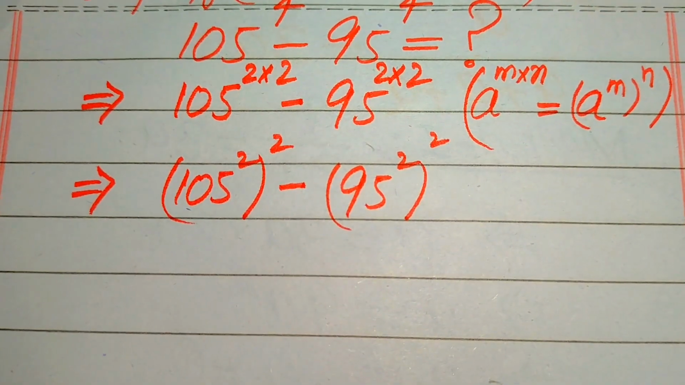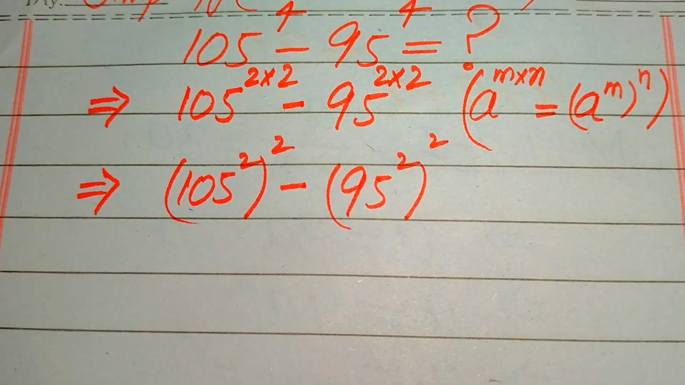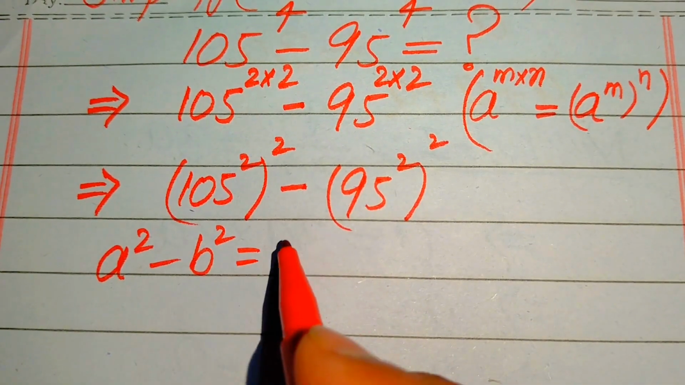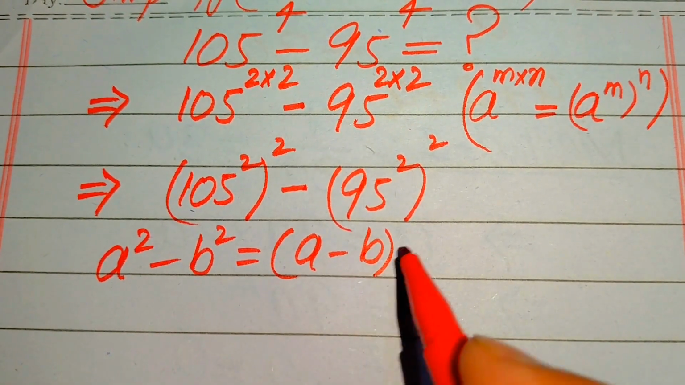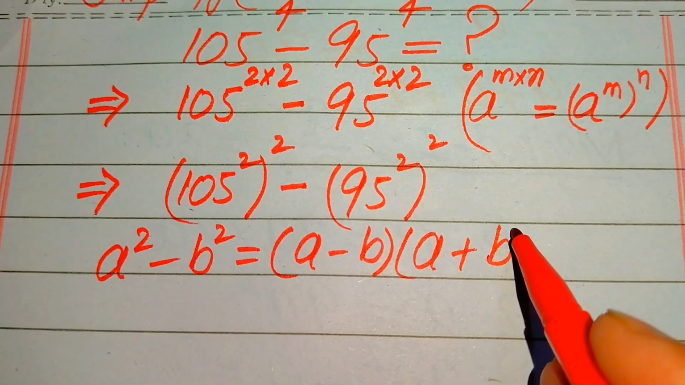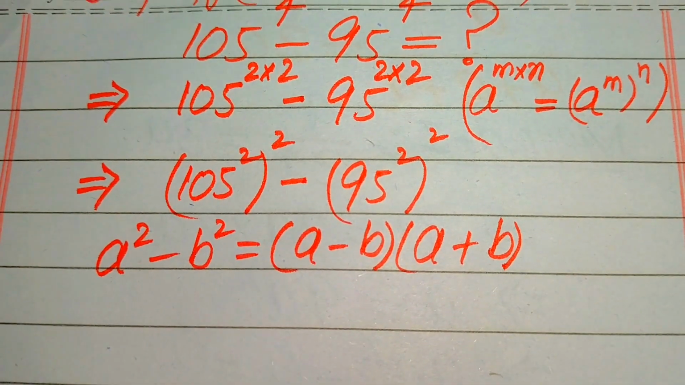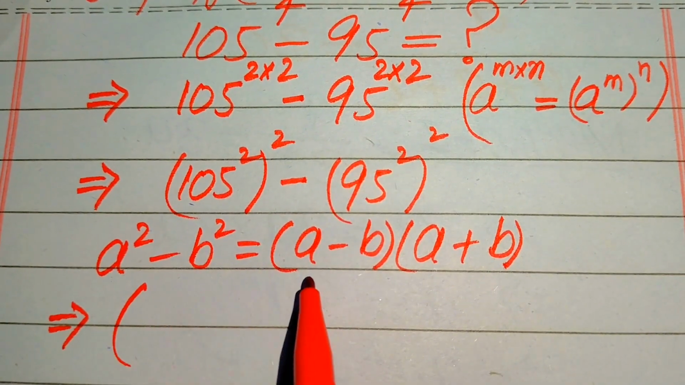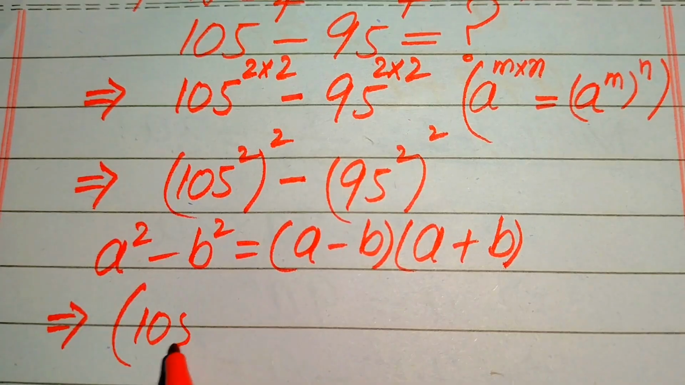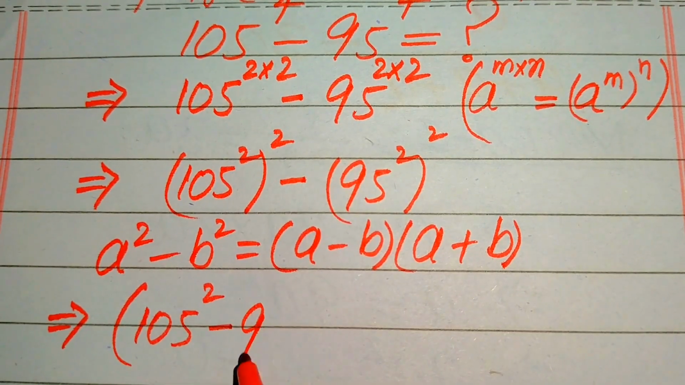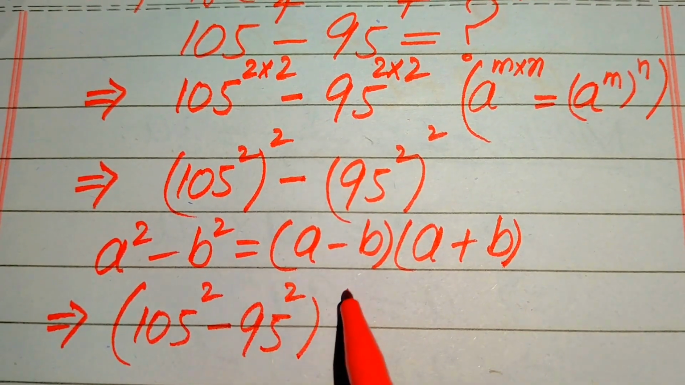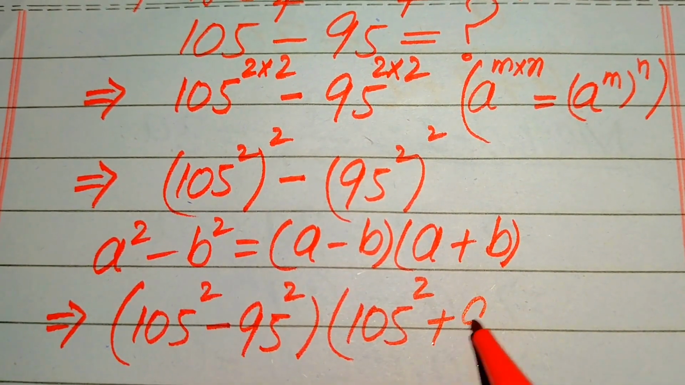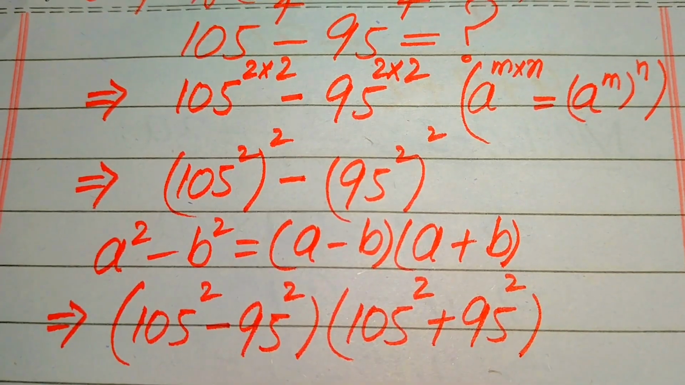And further in the next step, we use the nice algebraic formula. You know about that: if we have a square minus b square, it is equal to a minus b times a plus b. According to this rule, we break the above expression in this form. The first factor is a minus b, where the value of a is 105 square and the value of b is 95 square, into the second factor, which is 105 square plus 95 square.